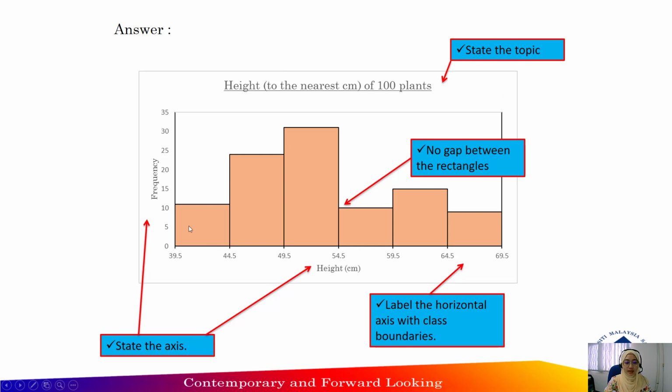You can choose any suitable unit to sketch the frequency and the height. For example, 2 cm for 1 unit or 1 cm for 1 unit. Make sure you use pencil and graph paper.